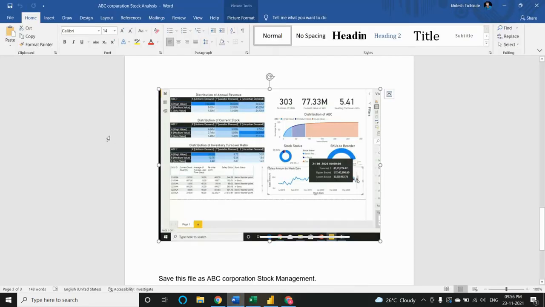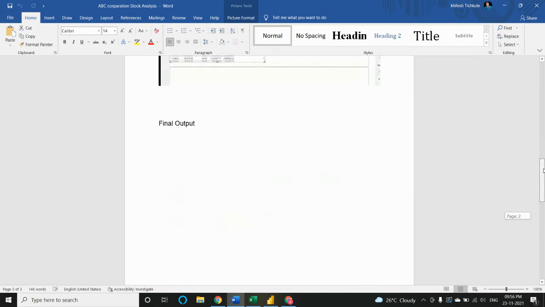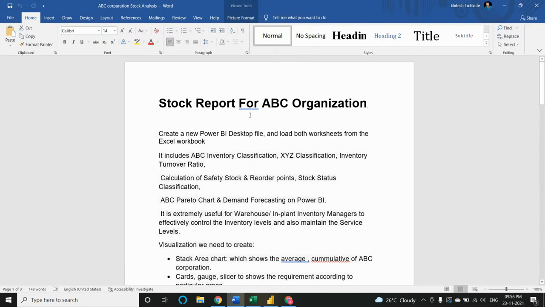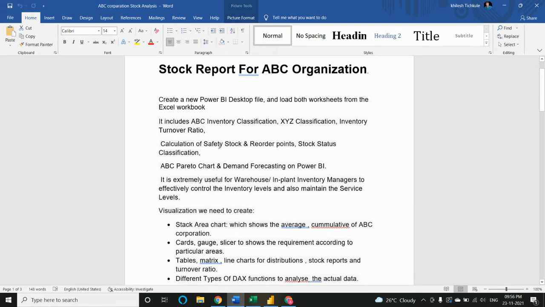Today I am going to share the new project on stock analysis. Let's understand the problem statement first. What I need to do is create one Power BI desktop file and load the worksheets from the Excel book. This data is about the stock for the ABC organization.